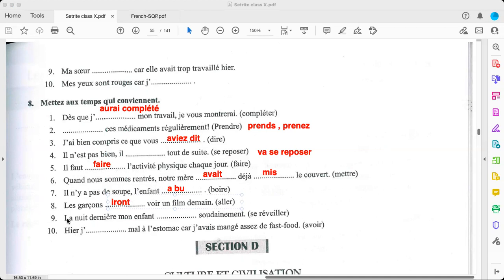La nuit dernière, mon enfant se réveillait soudainement. Soudainement means suddenly. And last night, he woke up suddenly. S'est réveillé. Remember, with a pronominal verb, you always use être. Hier, yesterday. It means avoir in passé composé.